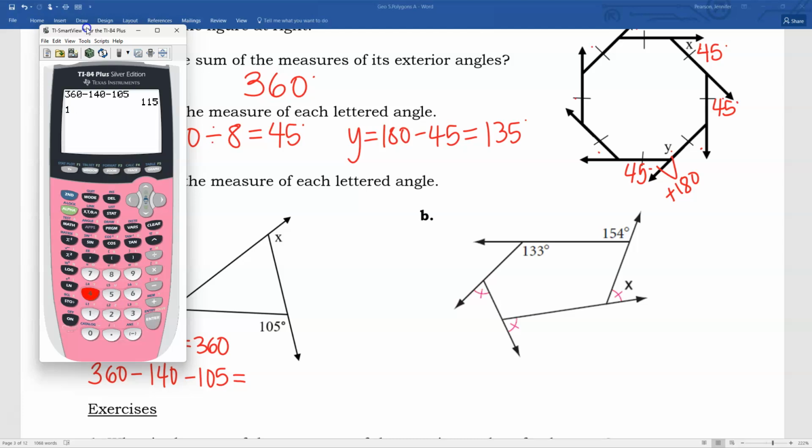I could have also added the 140 and the 105 first, and then done 360 minus the total, and it should give me the same answer. x is 115 degrees.